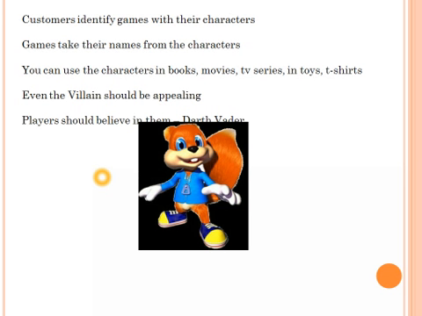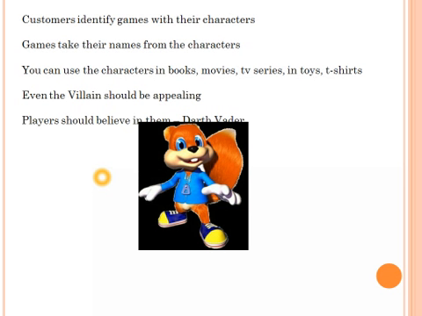I think characters are important because sometimes the customers identify the games with their characters. They know the games by their characters. Many times the games are named after the characters, and many times as marketing material the characters are used in books, movies, TV series, toys, t-shirts, characters from the games, characters from the movies.